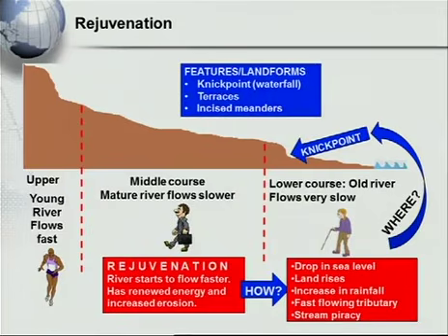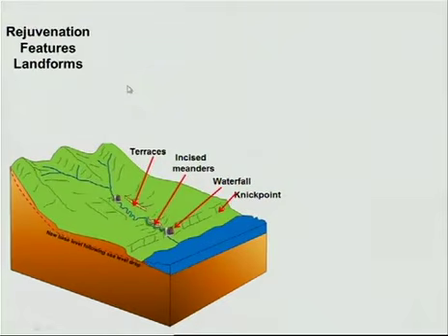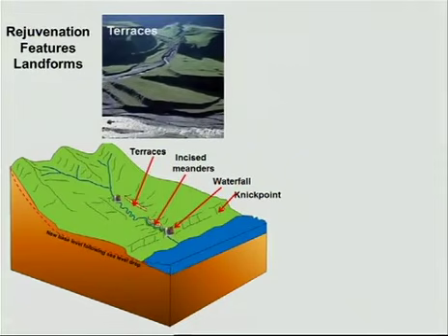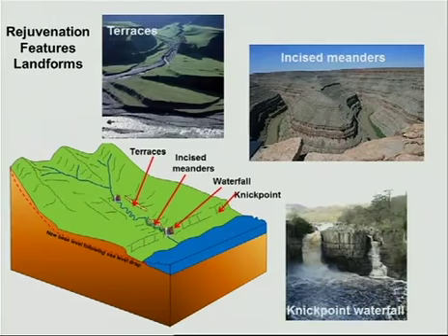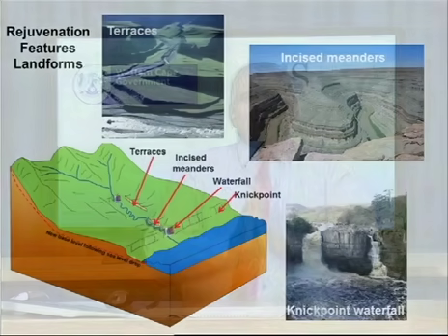And people, what's very important, you must know the features of rejuvenation, which is a nick point, terraces, and incised meanders. So when you ever look at the landforms resulting from rejuvenation, it would be the terraces, it would be incised meanders, and it will be your nick point waterfall. See that you are in a position to know how rejuvenation takes place, what is rejuvenation, and of course the features of the landform.